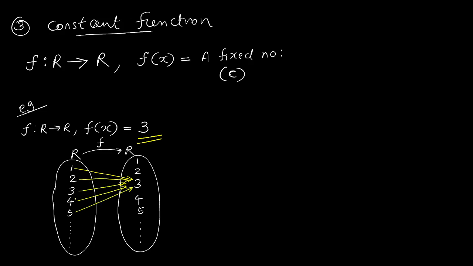It is a function because every element has a single image. 1 has a single image which is 3. 2 has a single image. 3 has a single image. So it is a function. So constant function means the image of a number is a fixed number. So it is a definition. This is an example for a constant function.